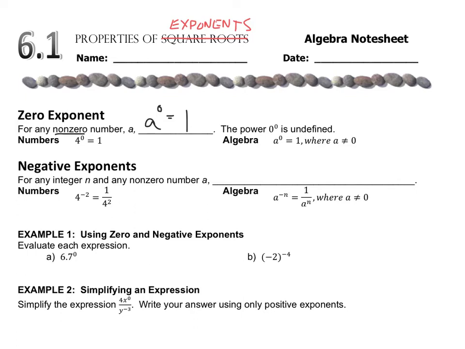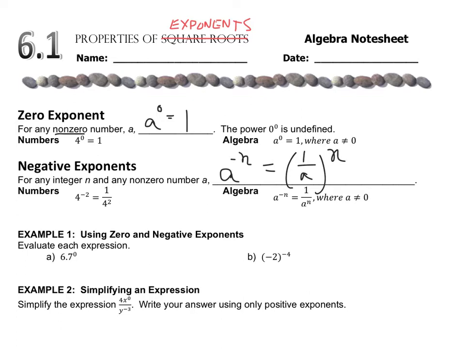What it's going to do is, if I have a to some negative n, it takes my base, which in this case is a over 1, and flips it upside down. So now it becomes 1 over a, and then this negative n exponent, once it's flipped over, becomes a positive n.